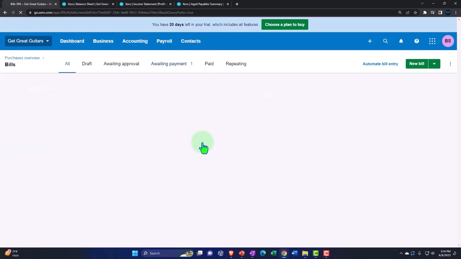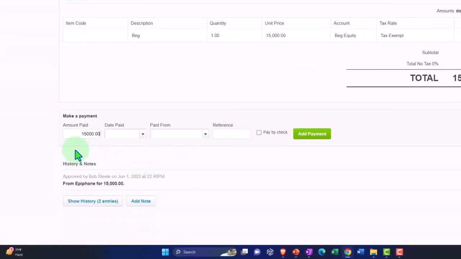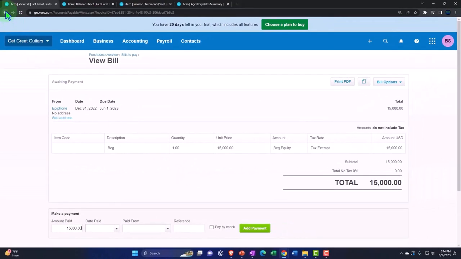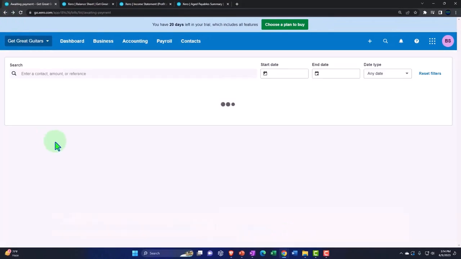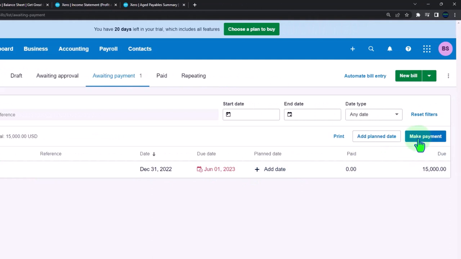If I go into here, note also I can go into this particular bill, and you also have the make payment down below, so you could do it this way and assign a check to it. Usually most people would probably go over here, and then if you want to assign multiple items, you could do it from here or just choose the one that we have. And then we're going to make the payment.